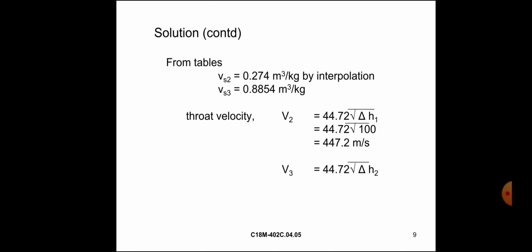447.2 meters per second. V3 is equal to 44.72 under root delta H, which is 44.72 under root 303, giving 778 meters per second.